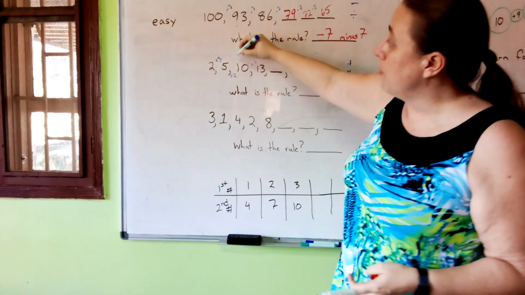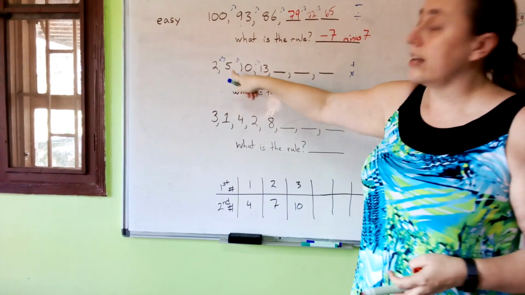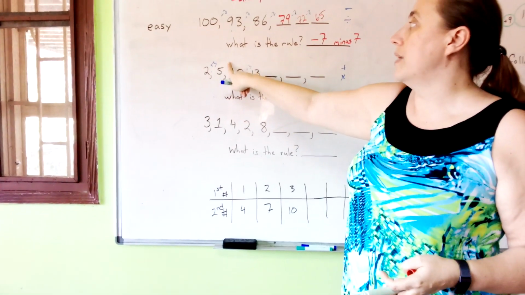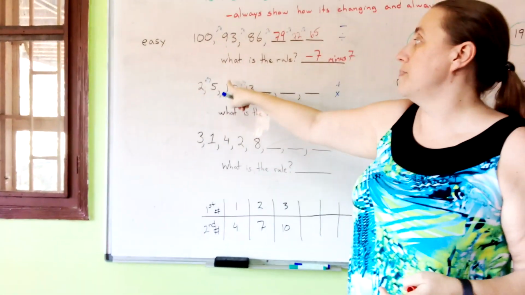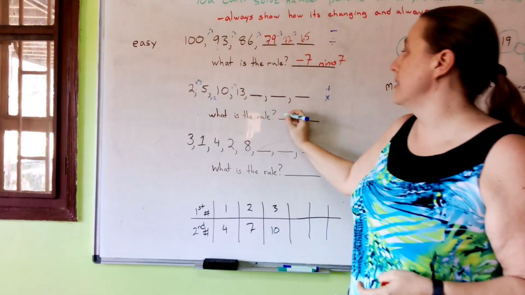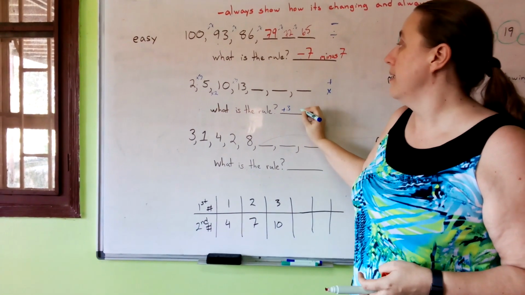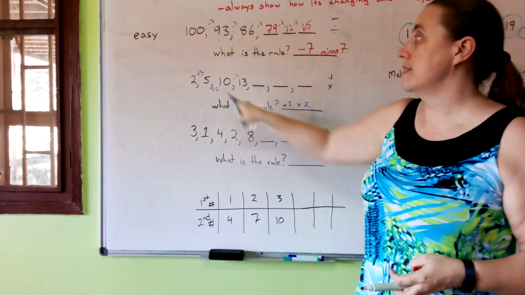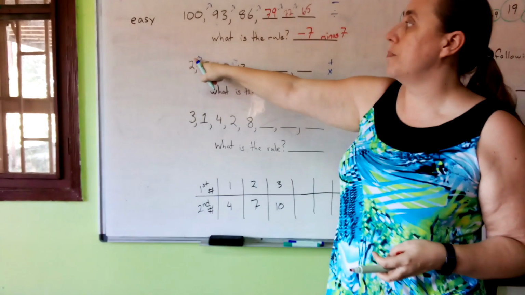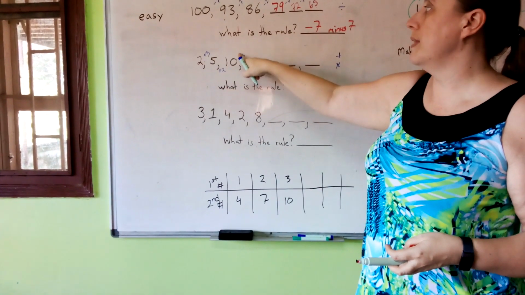So you can see, I wrote out both options. I could multiply or I could add, but the adding one is the one I want. Sorry, the multiplying one is the one I want. So what's my rule? My rule is plus 3 times 2. See that? Plus 3 times 2. So if I continue my pattern, I go plus 3 times 2, plus 3.